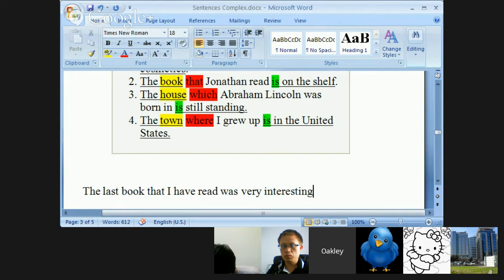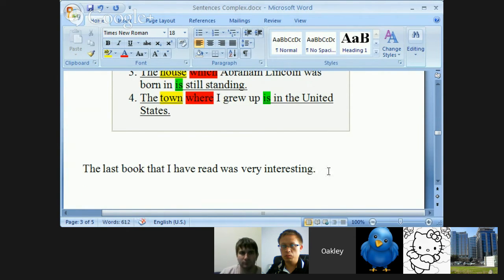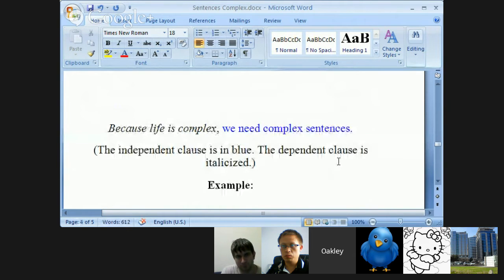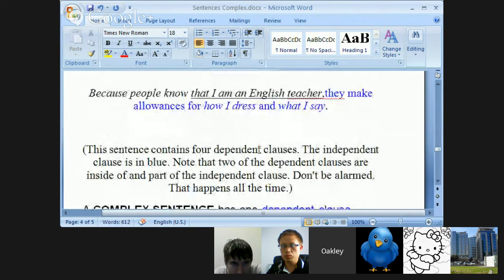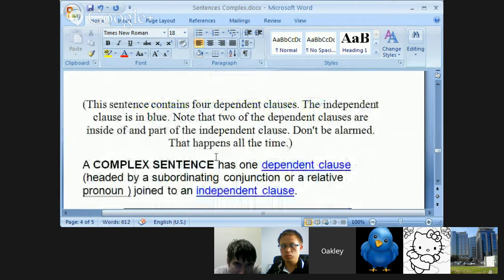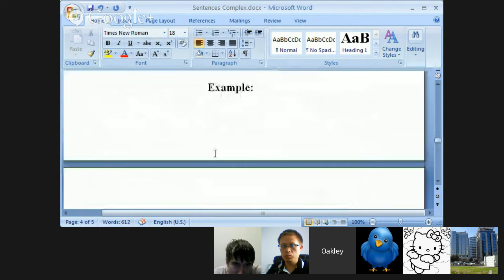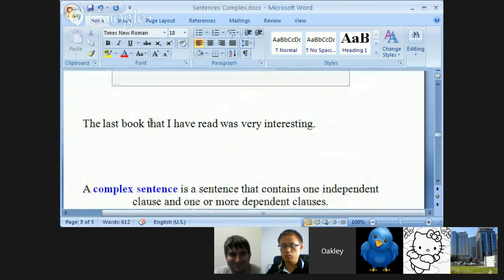Okay. In this case, we're going to talk about this more in a minute. Actually, maybe we can talk about it right now. No, we're not going to talk about it right now. I don't want to get ahead of myself. The last book that I have read was very interesting. Okay, that's the subject, the verb. That I have read in the middle here is the dependent clause.